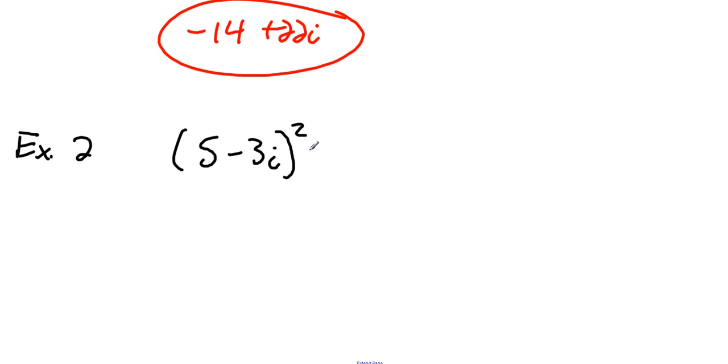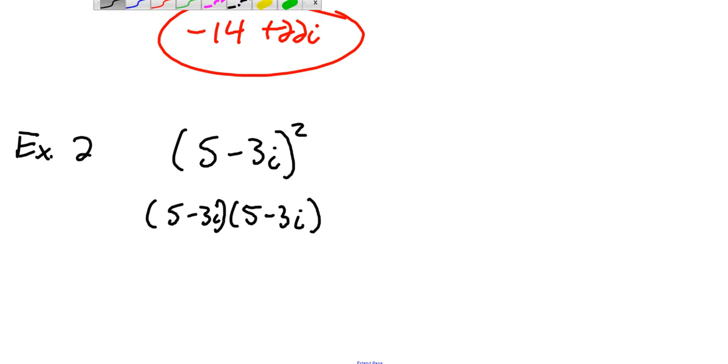Okay, so let's give you this one. 5 minus 3i squared. Okay, here's where you've got to fight the temptation. It's not just 5 times 5 and then 3 times 3. You have to realize that when it's 5 minus 3i squared, really it's 5 minus 3i times 5 minus 3i. So you still have to do the full method on this one.